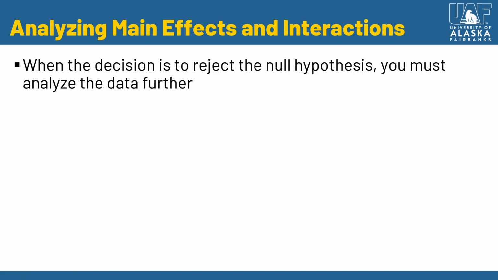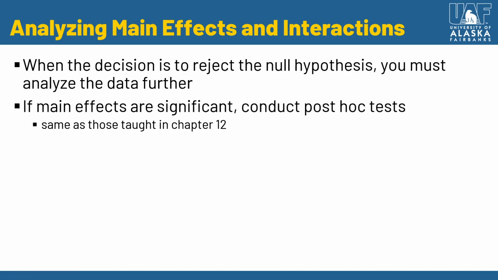And so as per usual, we need to look a little bit more closely. If the main effects are significant, we can conduct post hoc tests, basically just like we've done previously. It's like an individual ANOVA at that point for that specific main effect. We just want post hoc tests to further interpret that. Good news is that Jamovi can do this automatically for you.